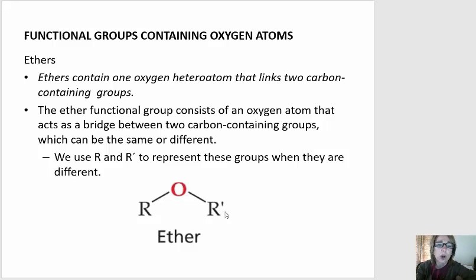And if they are different, we use a prime on the R group to indicate those two carbon-containing groups are different. Now, like alcohols, the oxygen has two single bonds, which stand for 4 electrons, and then it also has two lone pairs that we don't expressly write typically. So our bond angle here is going to be less than 109.5, and ethers are going to have a bent structure.